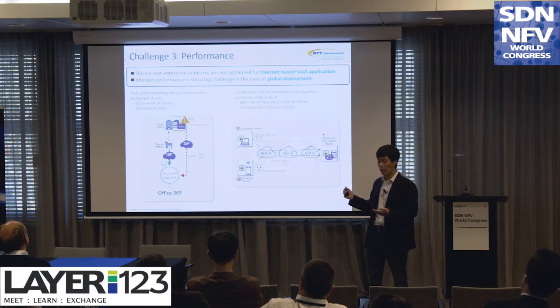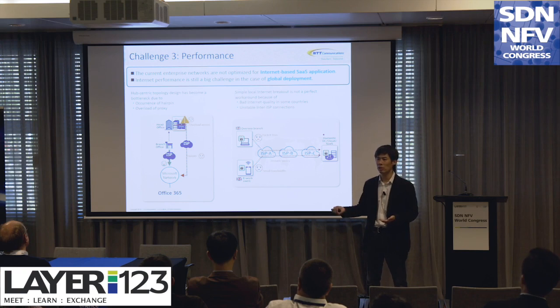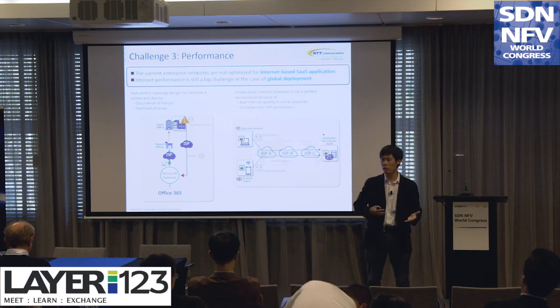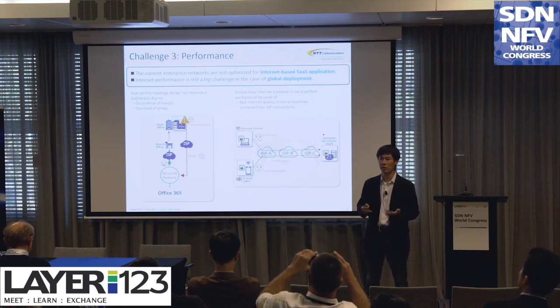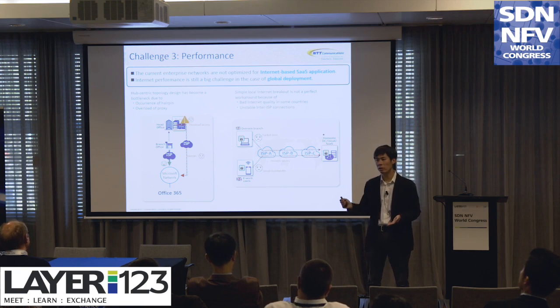Let's also look at the other side. Some people might say, why don't we locally break out all traffic? So this comes to another issue: is the internet connection really reliable and stable enough to handle business cases? Here I listed two factors that we have to think about. The first one is, in Japan or in some developed countries, the internet is good enough to handle some cases. But it's not the case for all countries. Some countries don't have a very good internet environment. So this is one case.